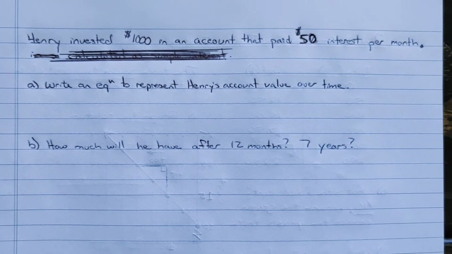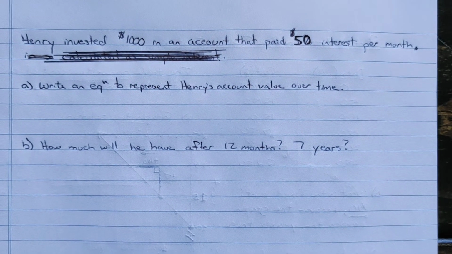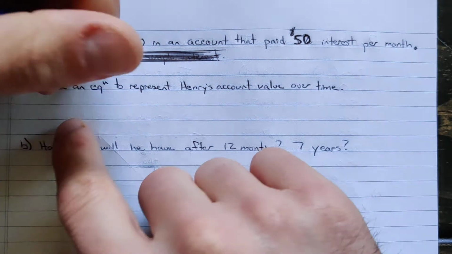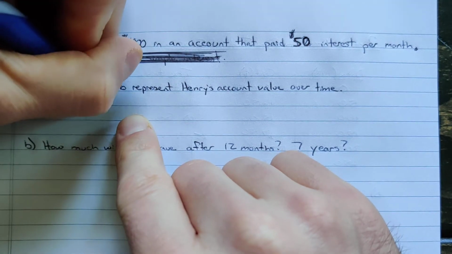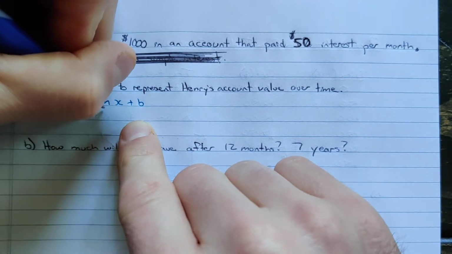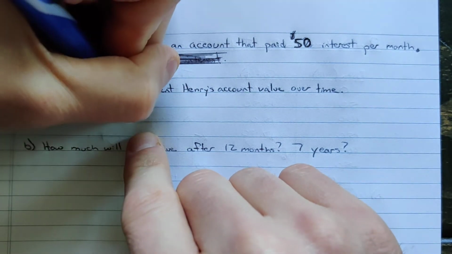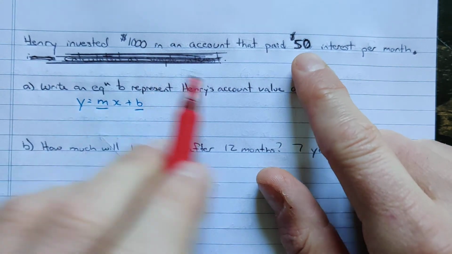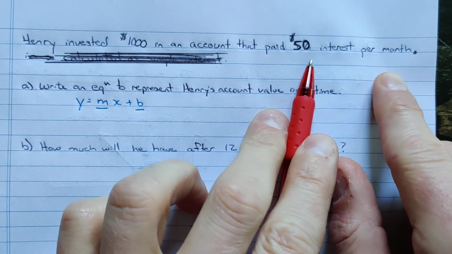Okay, and one more here. If we have Henry investing $1,000 into an account that paid $50 interest per month. So he puts $1,000 in, and every month they give him $50. Write an equation to represent Henry's account value over time. Well, again, our equation is in that form y equals mx plus b, the rate of change and the fixed cost. So which of these values is fixed? He gets paid $50 per month.